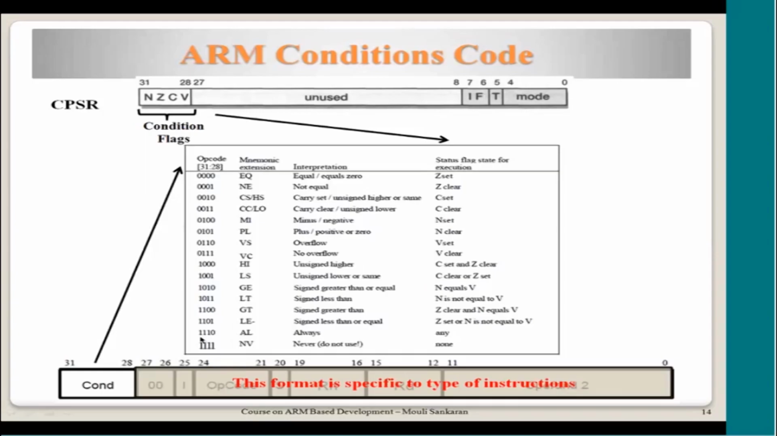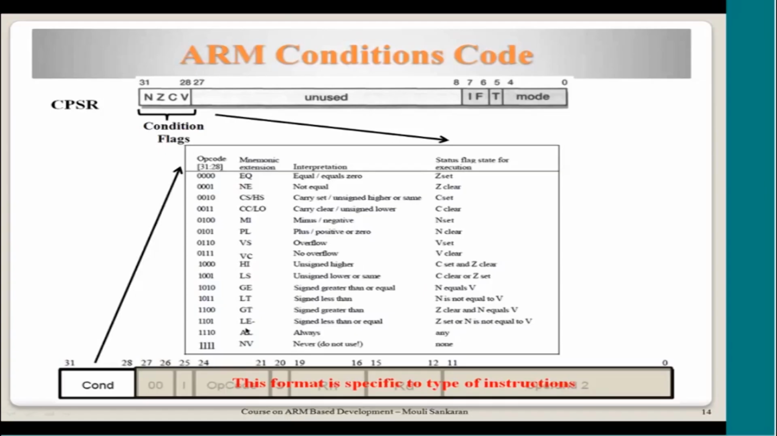Assume that you have used another one, maybe the LE option, ADDLE. It will get executed only when its condition is true, that is, either the zero flag is set or N is not equal to V. The negative flag is not equal to the overflow flag, they are not the same, then this instruction will be executed. Similarly, there are so many ways you could specify that a particular instruction has to be executed or not.